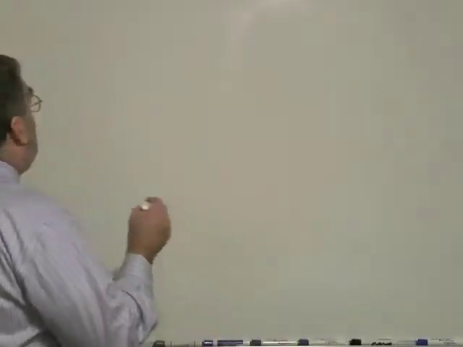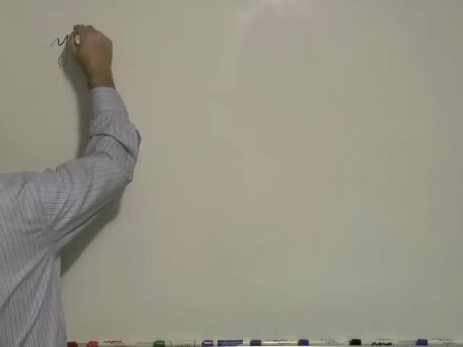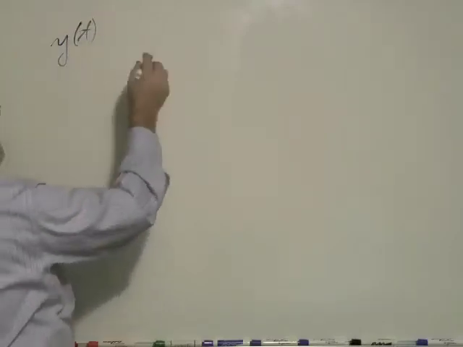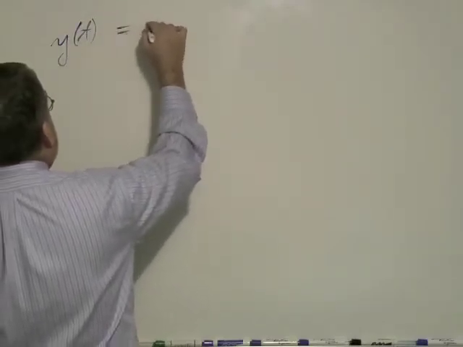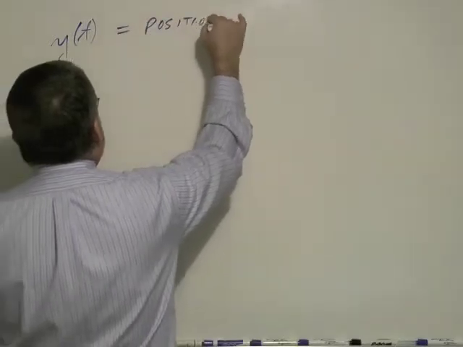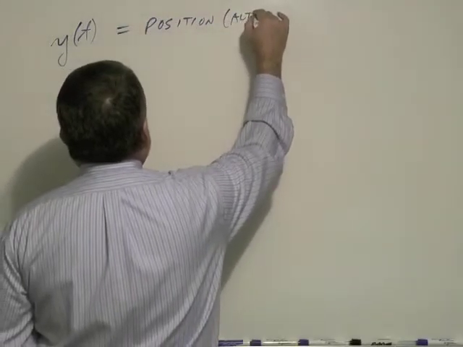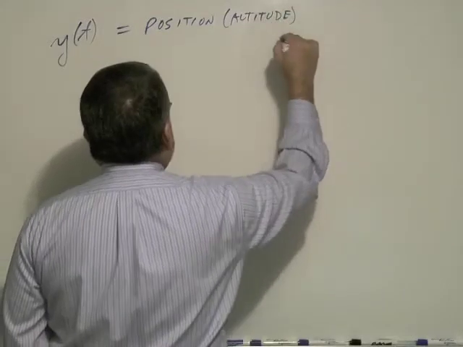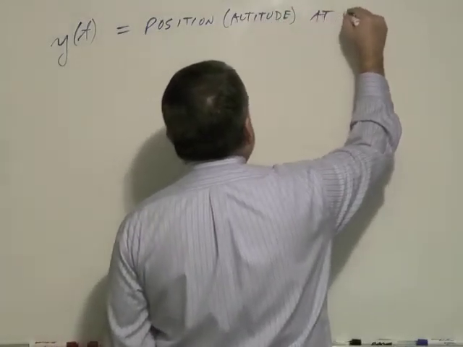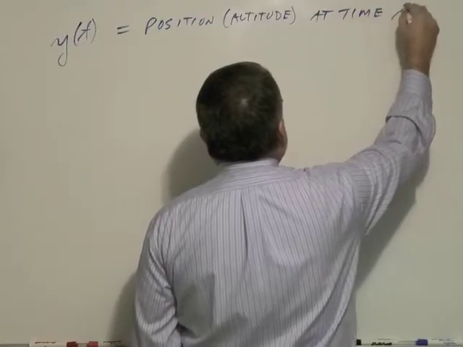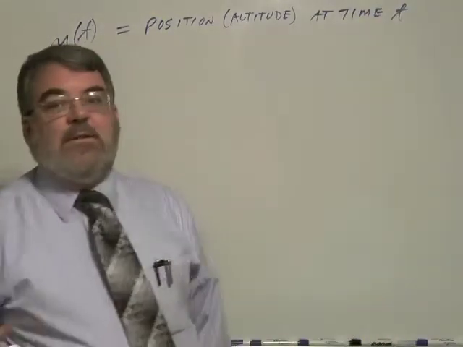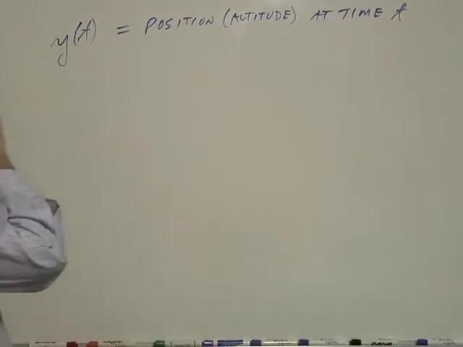We begin our study of free fall by looking at the simplest problem, which is falling without an atmosphere. In other words, falling in a vacuum. And let's decide to call position or altitude y at t. This is the position or altitude at time t. And normally we'll use t in seconds.